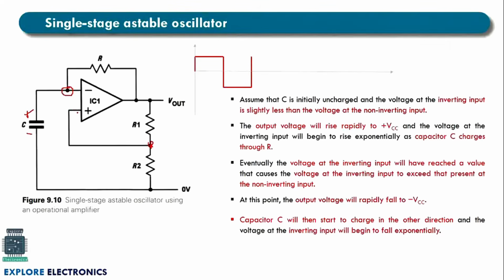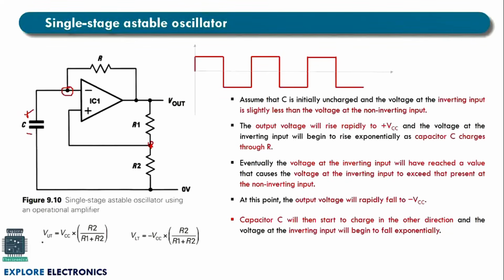This process continues. Again, the capacitor will charge when the output voltage is maximum. Then the capacitor will discharge in the negative output. Again, it will be charged and discharged. This is how the output of the astable oscillator is obtained as a continuous train of pulses. And if you write the upper cutoff as well as the lower cutoff, or we say the upper threshold and the lower threshold voltage available at the input of this op amp, the upper threshold is VCC into R2 divided by R1 plus R2, and the lower threshold is minus VCC into R2 divided by R1 plus R2.